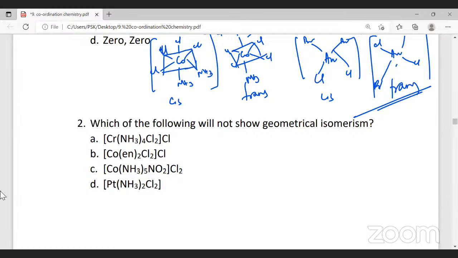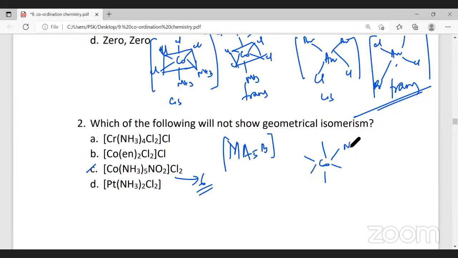Very good. It is option C. Why is it option C? The metal coordination number is 6, no doubt about it. But if you have a molecule like this, only one nitrite ion we have. All the other ligands are ammonia here. So we cannot talk about geometrical isomerism here.